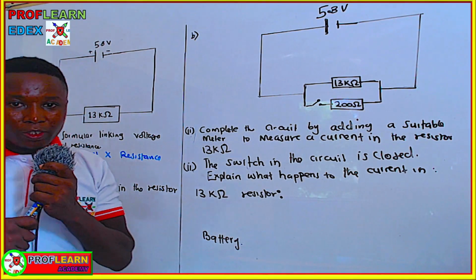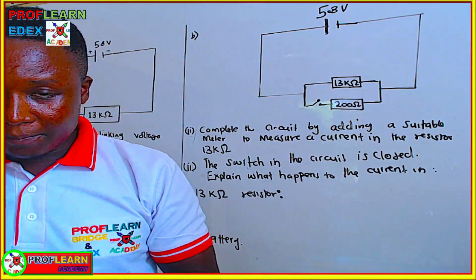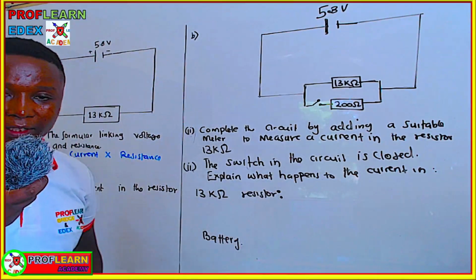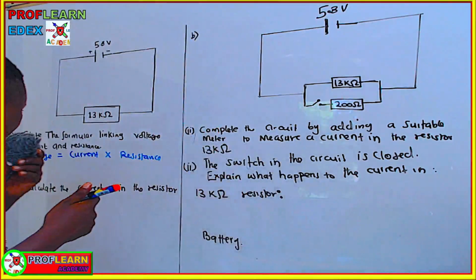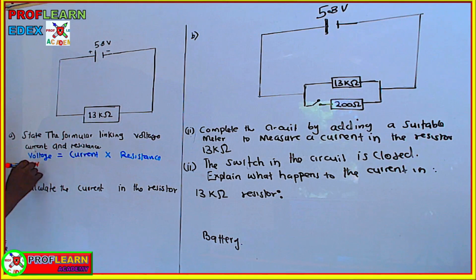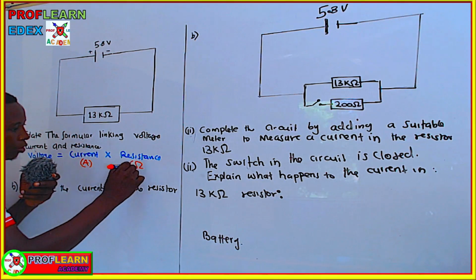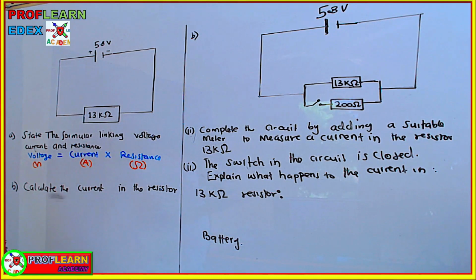Some of the things that you need to remember in this kind of scenario is that when you are doing a question like this, you need to check whether the values that you are given are in SI units. For instance, voltage must be in volts, current must be in amperes, and resistance must be in ohms. So that when you are given a question in kilo amperes or milliamperes or kilo ohms, you know exactly what you are going to do in that kind of situation.